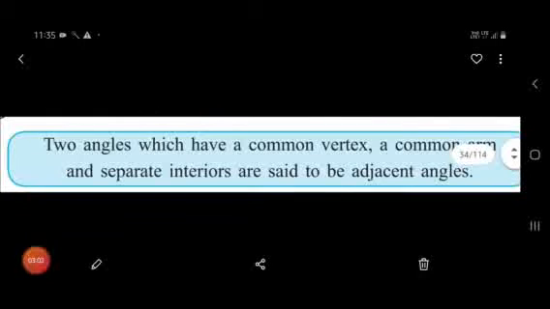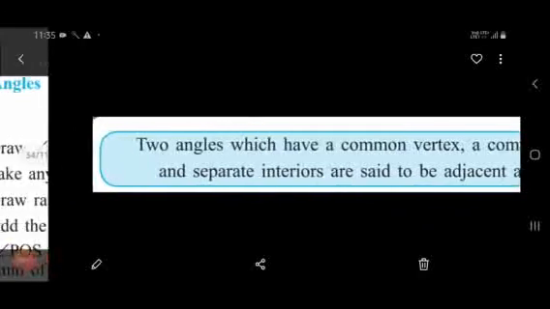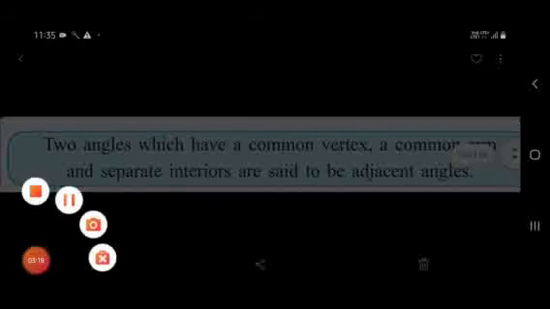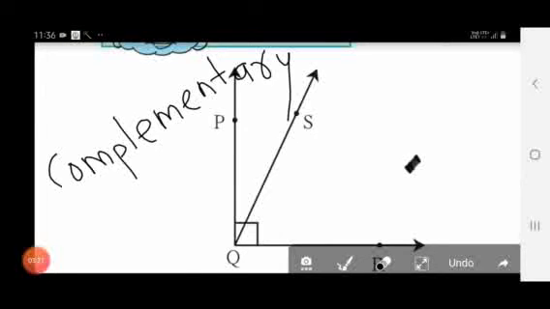So we can define adjacent angles as the two angles which have a common vertex, a common arm and separate interiors. Next type of angles is complementary angles. Two angles are said to be complementary if their sum is 90 degrees.